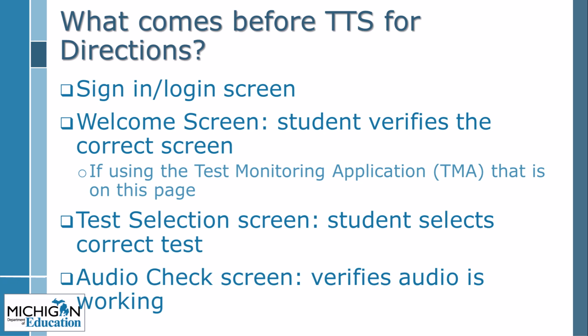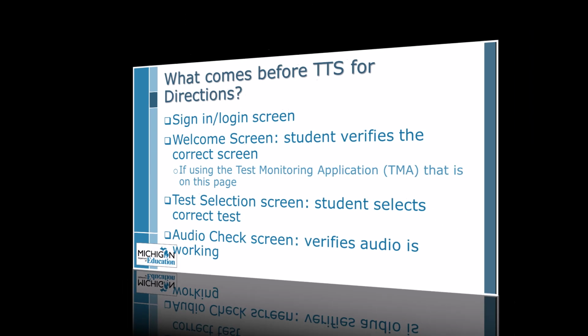This screen ensures the student has logged into the correct content area test. Finally, the audio check screen is completed together to verify students will hear the audio during the test. Directions are provided for each of these steps in the test administrator's directions and manual documents. These directions must be followed before students are able to begin TTS for directions.